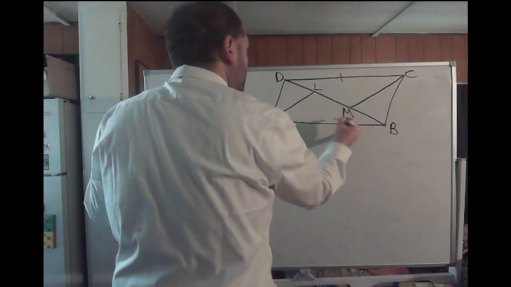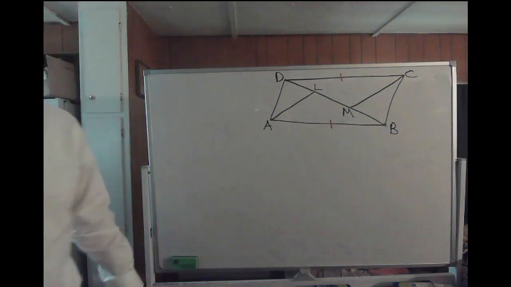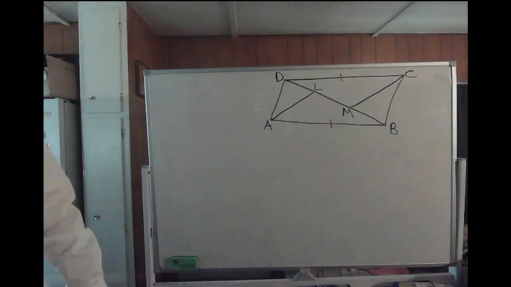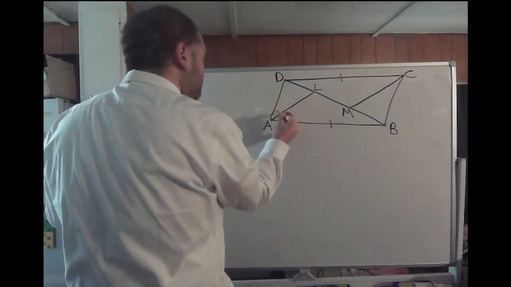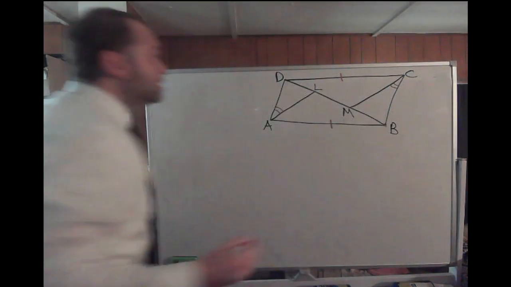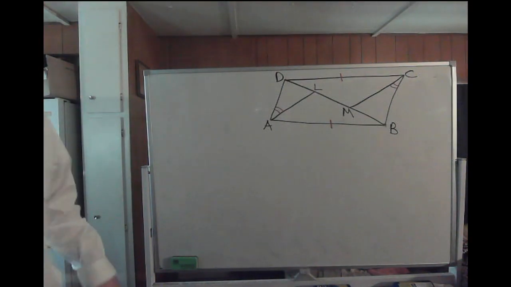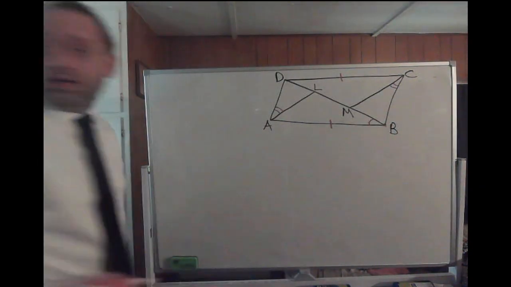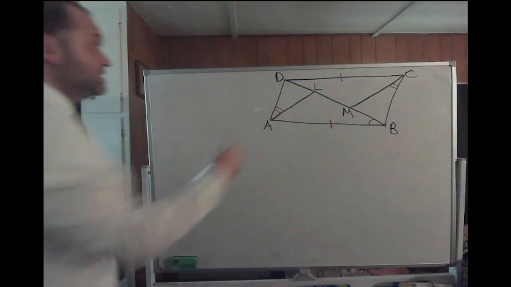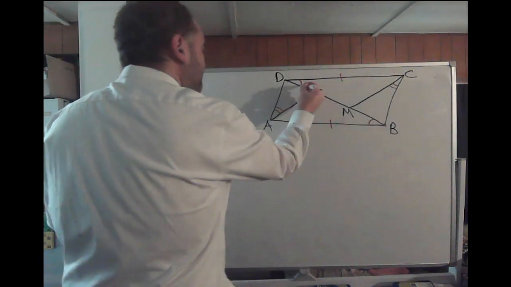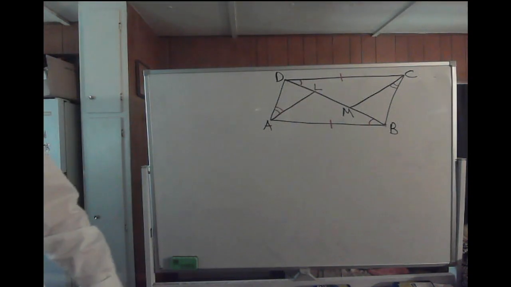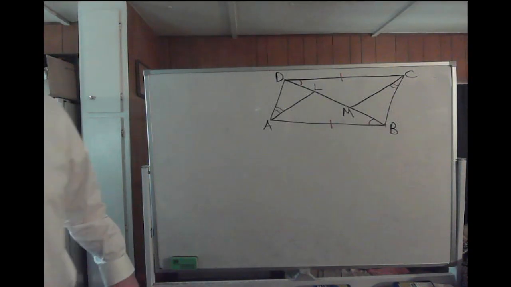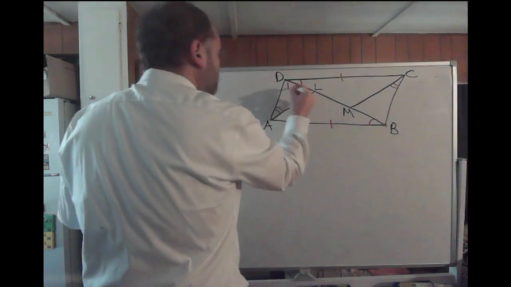This side's congruent to this side. You have this angle congruent to this angle. You have this angle here congruent to this angle here. And then you have angles 1 and 2.